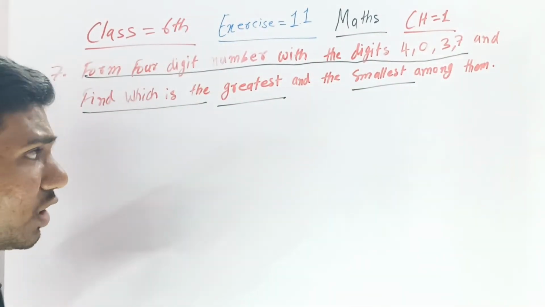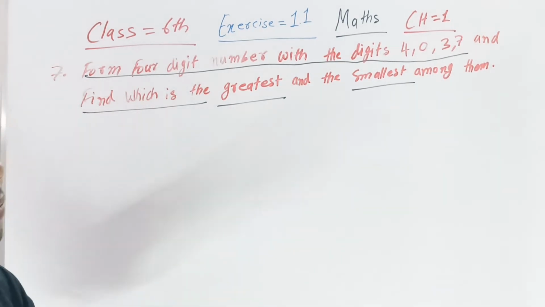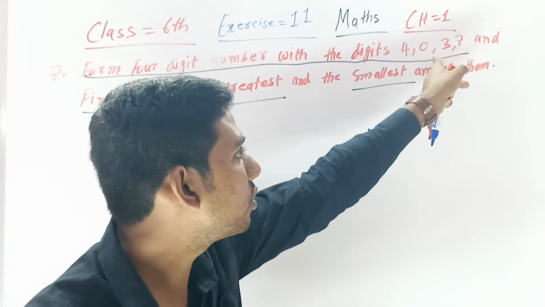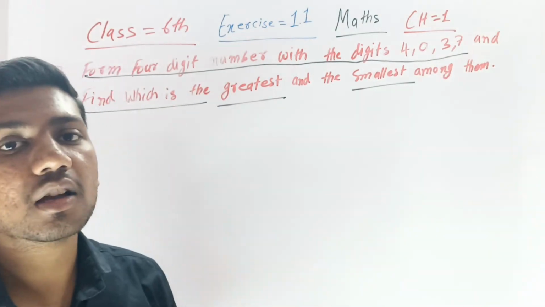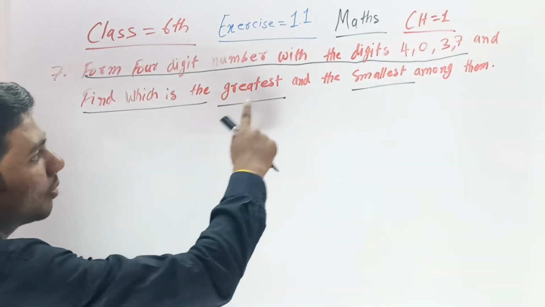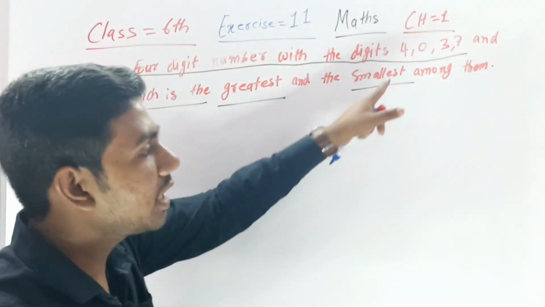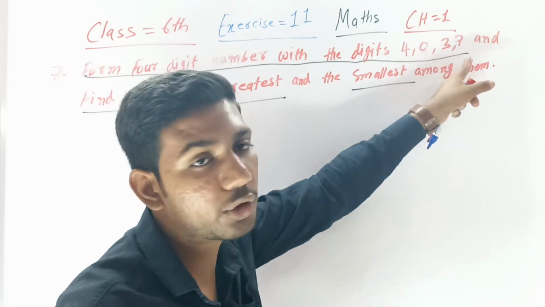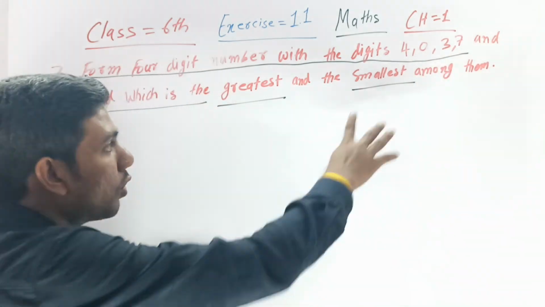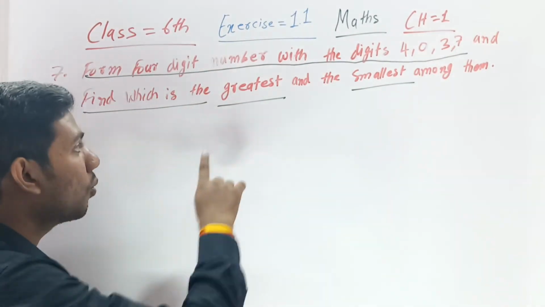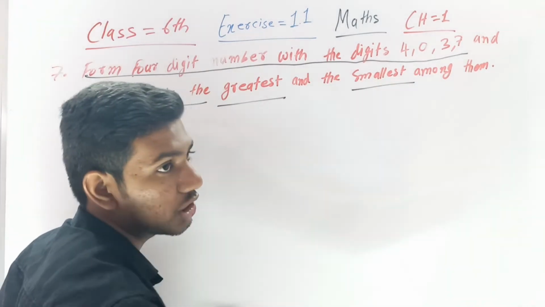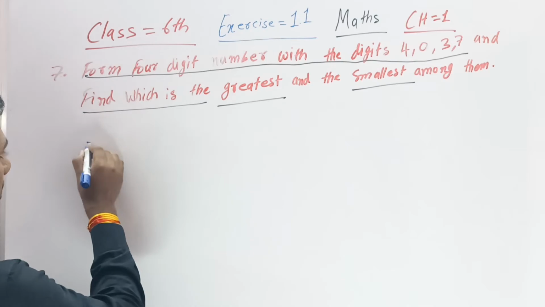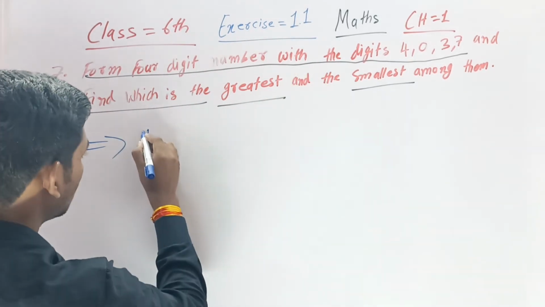This question tells us that, using these digits 4037, we have to make a greater 4-digit number and a smaller number. How many digits is it? 4037, it's 1, 2, 3, 4 digits, right? So using these 4 digits, we have to make one greatest number and one smallest number. How will you form it? Let's see, I will explain.